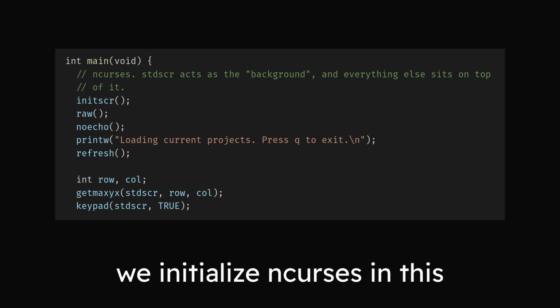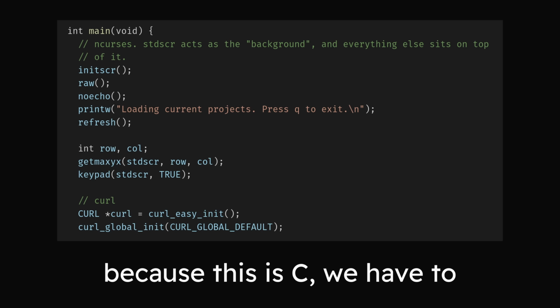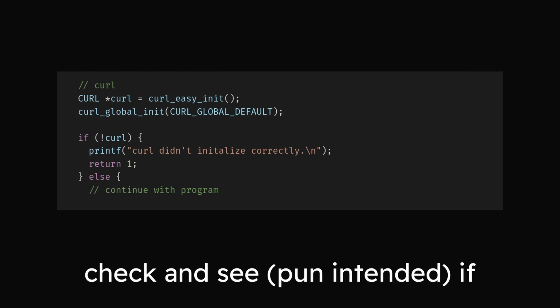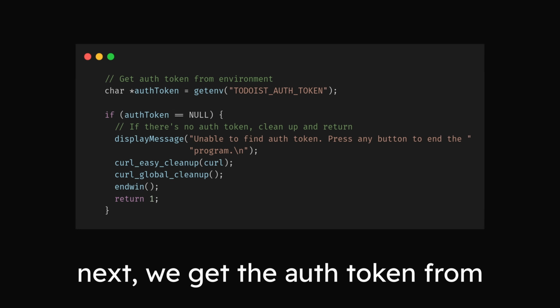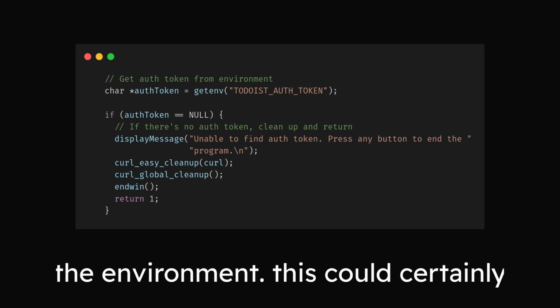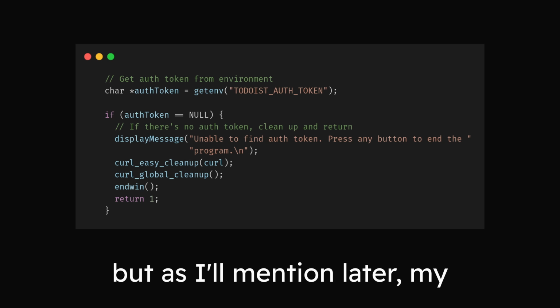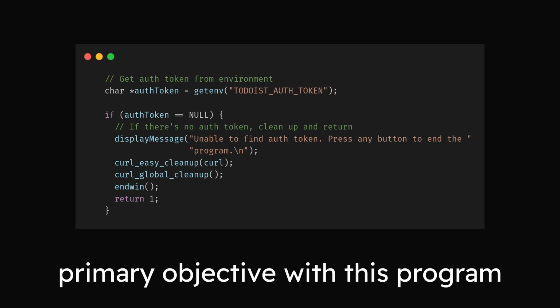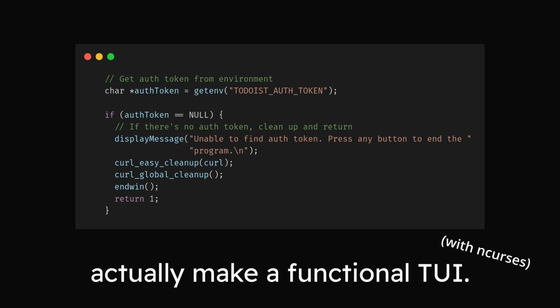We initialize Ncurses in this blob of code, and initialize a curl handle with the curl_easy_init function. Because this is C, we have to check and see, pun intended, if the handle initialized properly. If it did, we continue with our program. Next, we get the auth token from the environment. This could certainly be done with a config file somewhere in the home directory or .config, but as I'll mention later, my primary objective with this program is simply to have a proof of concept and prove to myself that I can actually make a functional TUI.